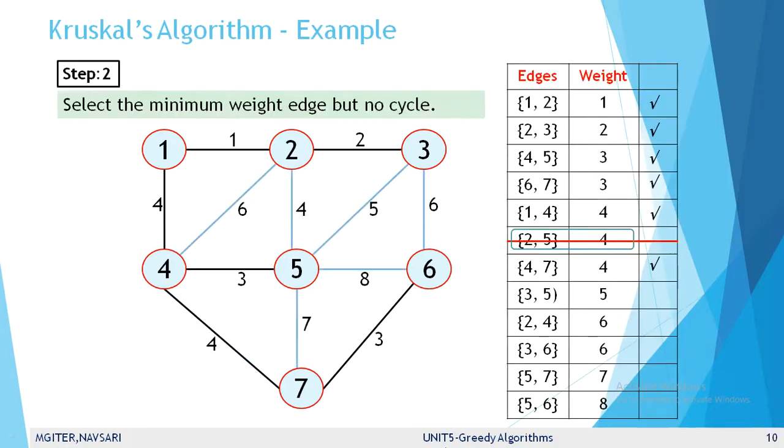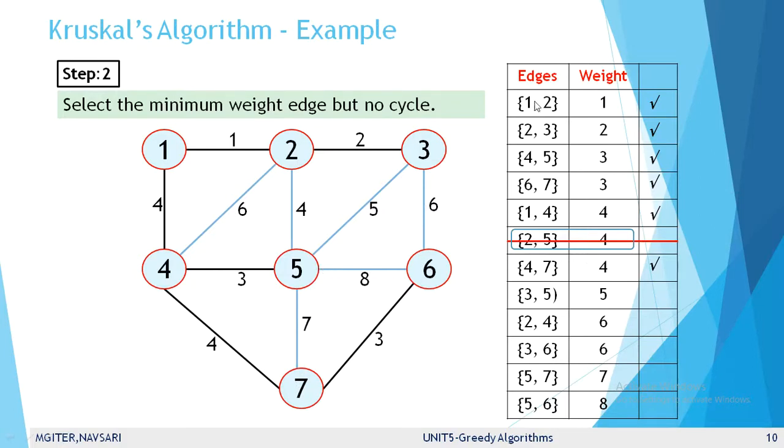After that, this we cannot select. 3 to 5 we cannot select because if we select it then it forms a cycle. 2 to 4 we cannot select because it forms a cycle. 3 to 6 we cannot select because it forms a cycle. 5 to 7 we also do not select because it forms a cycle. 5 to 6 also not selected because it forms a cycle.